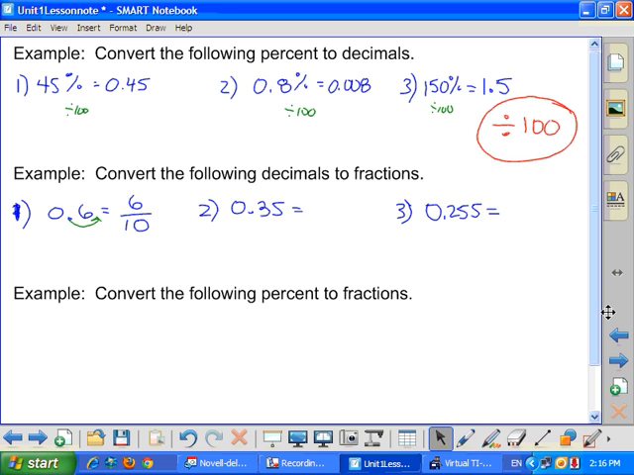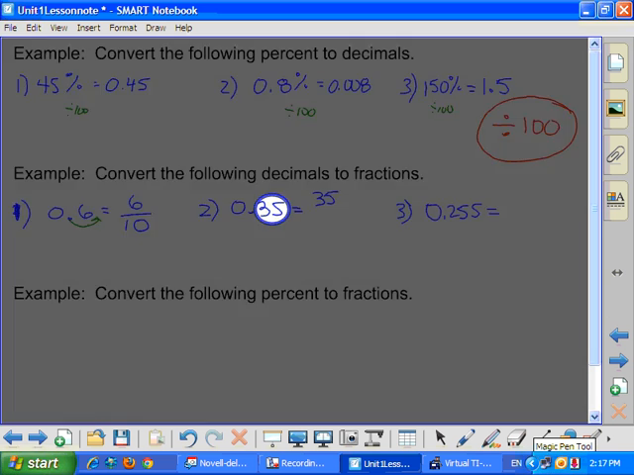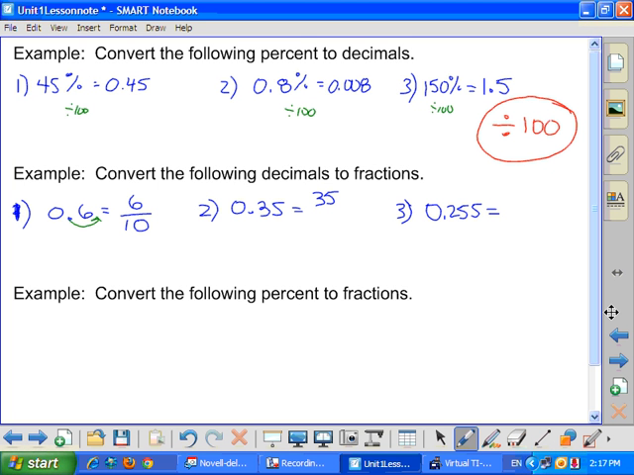So my number on top for number 2 is going to be 35. That will be the number on top of my fraction. Okay, because I want the whole number. I don't want a decimal, so I'll just take the 35. How many times did I move the decimal? I moved it once. I moved it twice. So I moved it over twice. So that means I will have a 1 with 2 zeros. So it'd be 35 over 100.